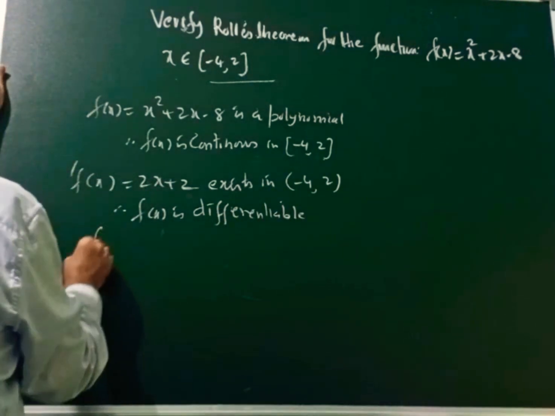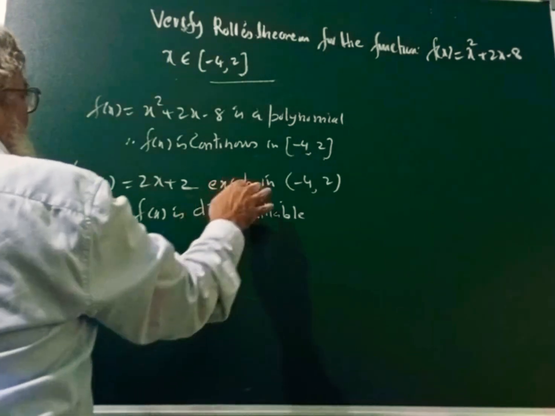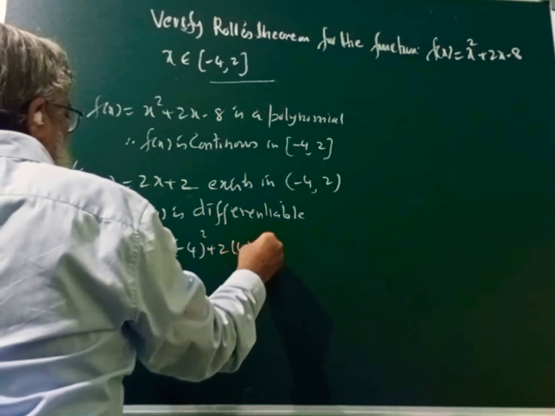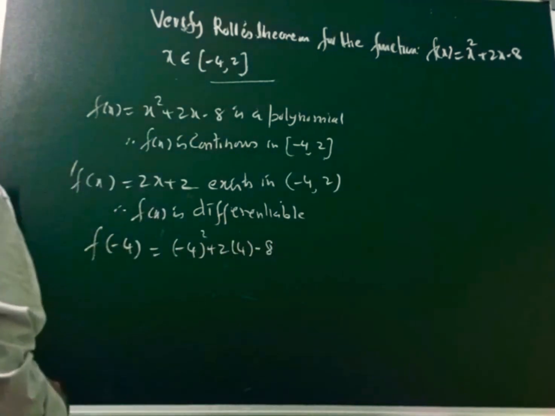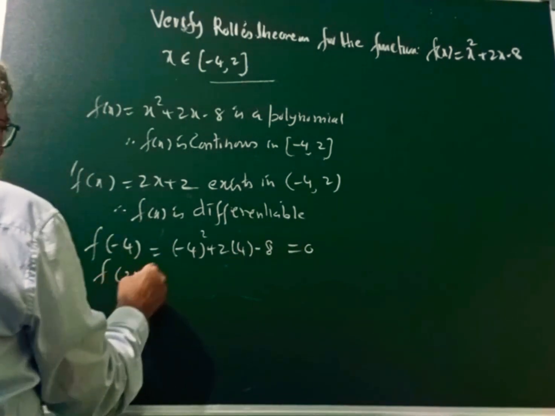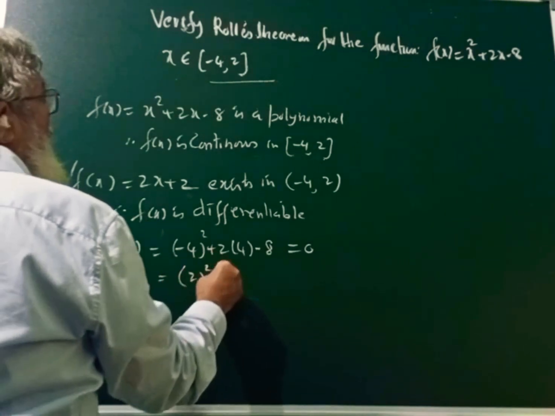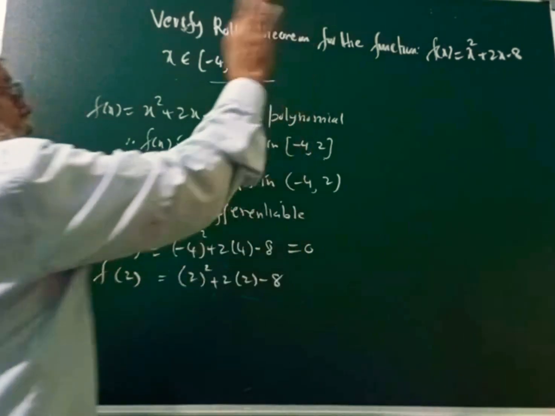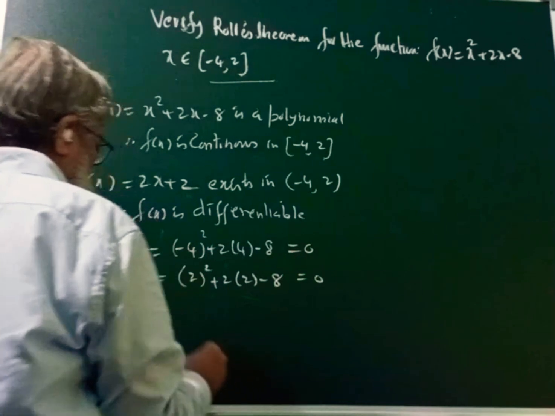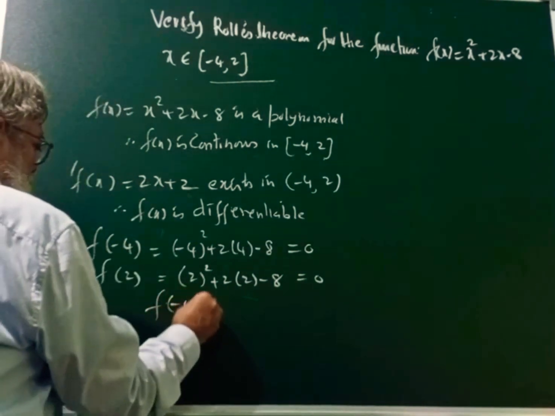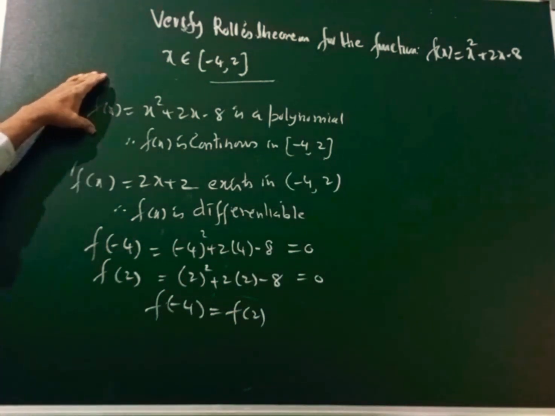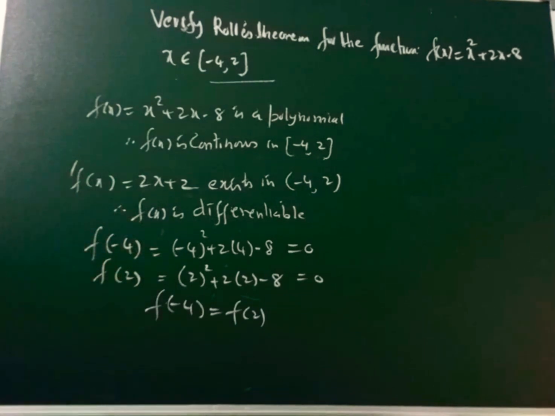Now third one, let us find out f of a, that is f of minus 4. That is minus 4 square plus 2 into minus 4 minus 8, that is 0. Now f of 2 is equal to 2 square plus 2 into 2 minus 8. Substitute x is equal to plus 2, and you can see that is also 0. So therefore, f of minus 4 is equal to f of 2. Therefore, the given function satisfies all three conditions of Rolle's theorem.